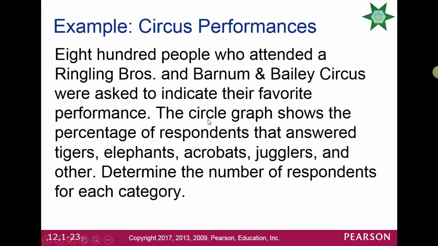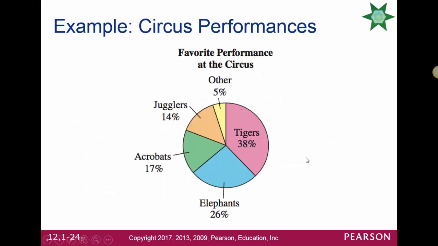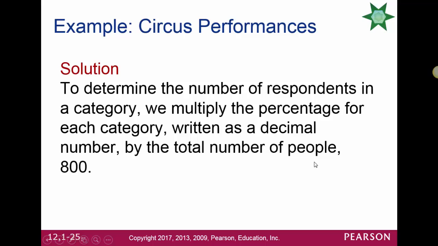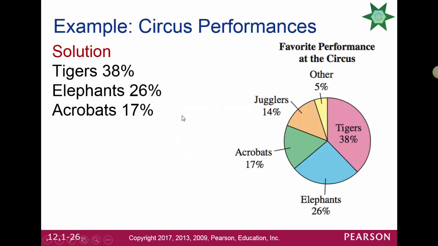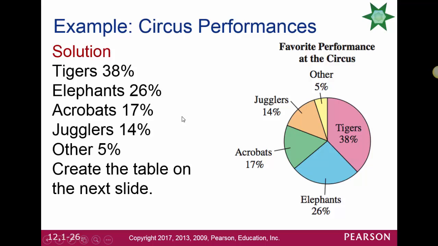And we know the total 800 people were asked. So in order to get the number for each category, we're going to multiply it by the percent. So we're going to take tigers would be 38% of 800, etc. And you'll see this on the next slide.